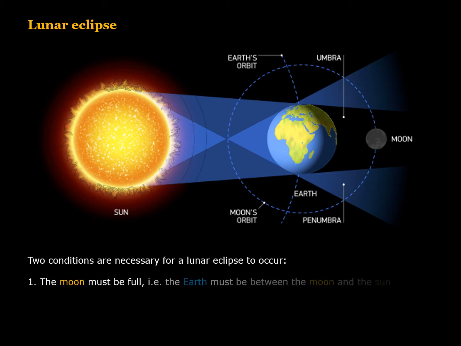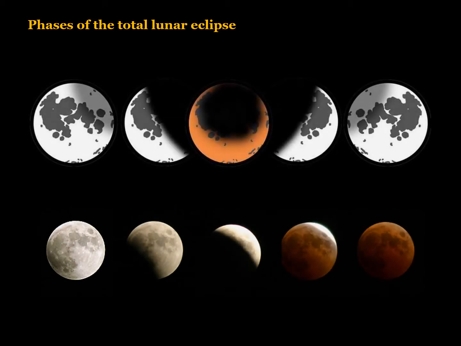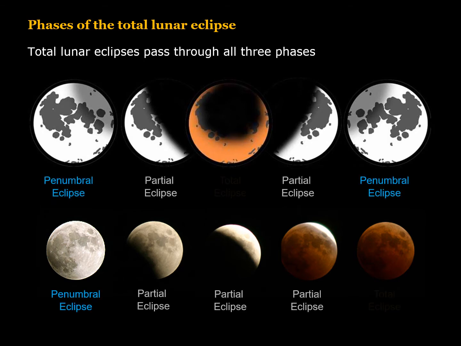1. The Moon must be full, that is, the Earth must be between the Moon and the Sun. 2. The Moon must be near one of the two intersections between its orbital plane and that of the Earth. Phases of the total lunar eclipse. Total lunar eclipses pass through all three phases, namely, penumbral eclipse, partial eclipse, total eclipse.